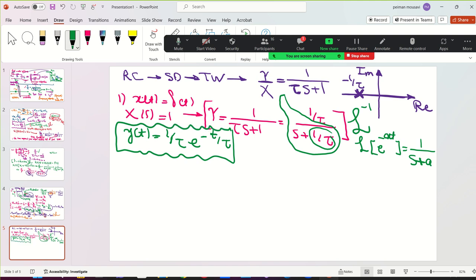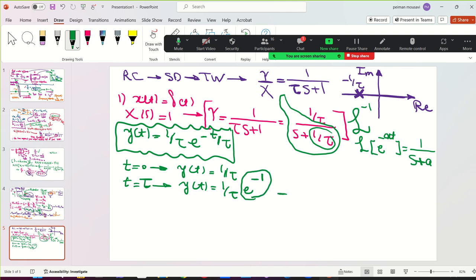For a first order system, if t is 0, it's simple, your y of t is going to be 1 over tau, because this is 1 over tau. If t is tau, your y of t is going to be, can you please use a calculator and let me know how much this is? 1 over tau e to the minus 1. Can you tell me how much this is? I know the answer. I wanted you to do it. Can you please do that? E to the power of minus 1.